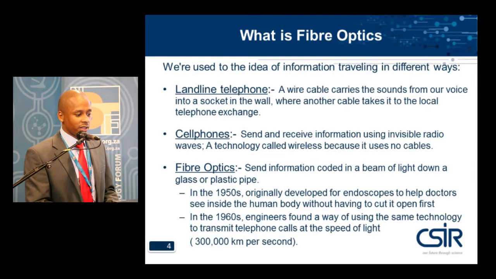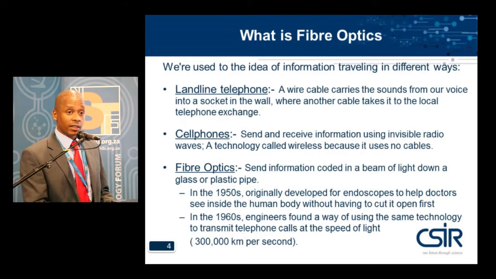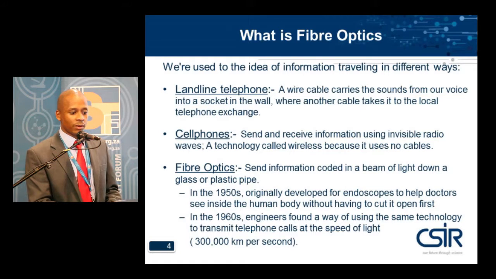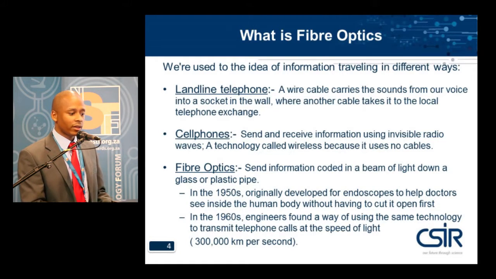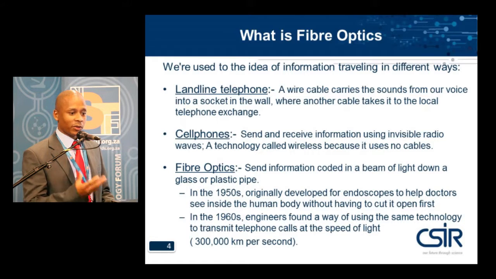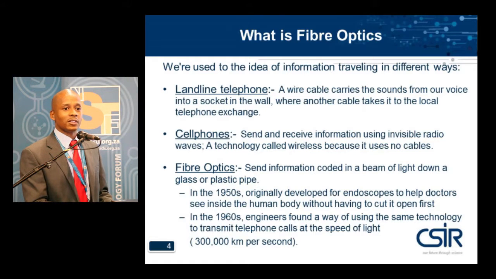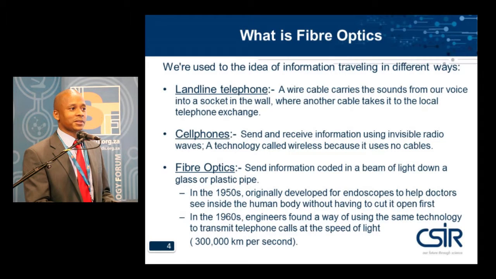Now, this technology in 1950 was originally developed for endoscopes, to help doctors see inside a human being without having to cut a person open. And in the 1960s, engineers found a way of using the same technology to transmit telephone calls at the speed of light, 300,000 kilometers per second. That's like sending information by light from here to the moon in about 2.5 seconds, roughly.